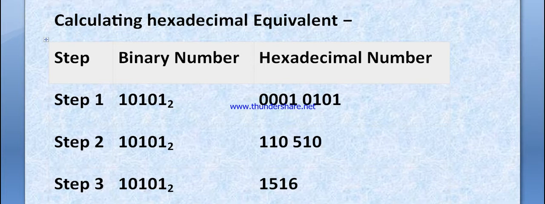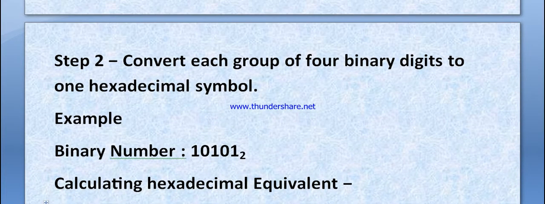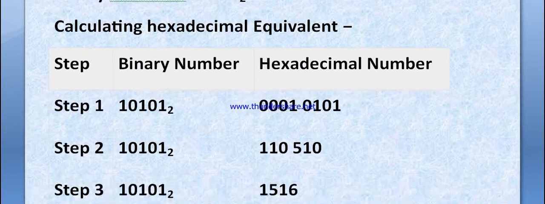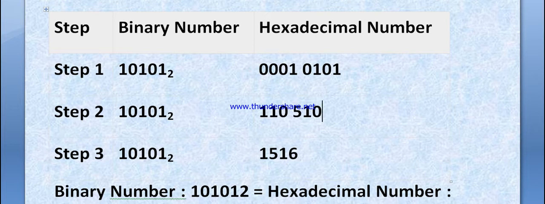Second step, what is this told? Just follow the guideline. Convert each group of 4 binary digits to 1 hexa symbol. Okay, so we have to convert this with hexa symbols. What do we have to do? Convert.